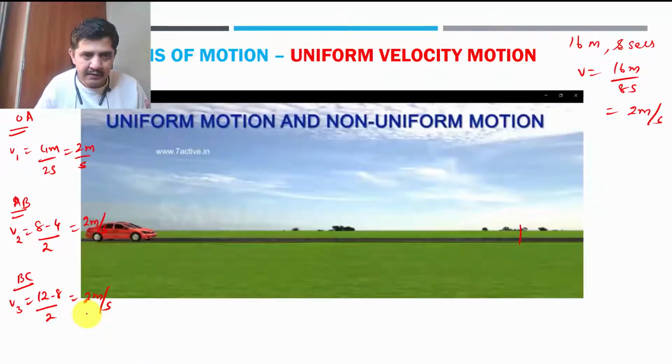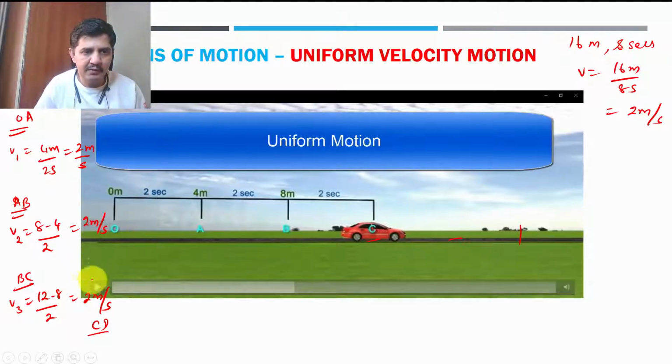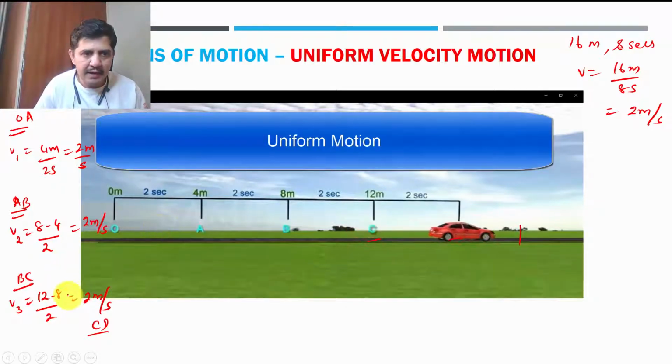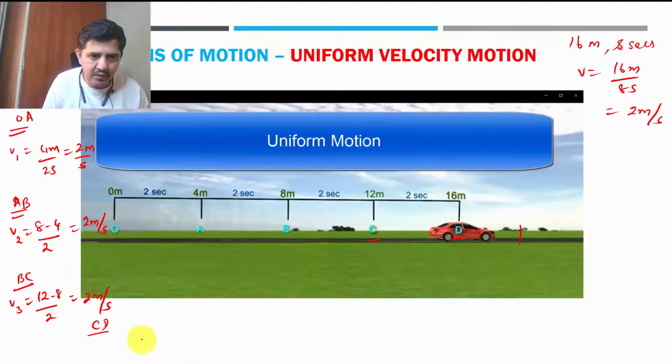Right. Now let me run the same simulation from point C to point D. Let me run the car from point C to D. The car has now begun to move and it reaches the point D at a distance of 16 meters. So in the region CD, V4 is equal to 16 minus 12 divided by 2 seconds once again, which would be 4 by 2, which would again be 2 meters per second.